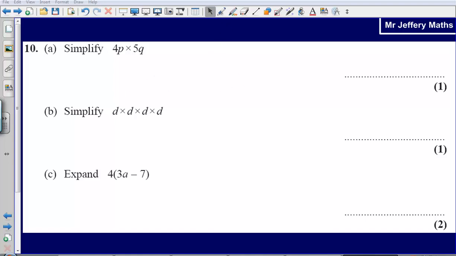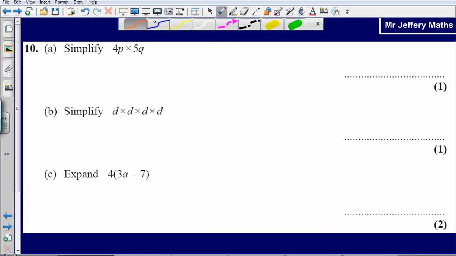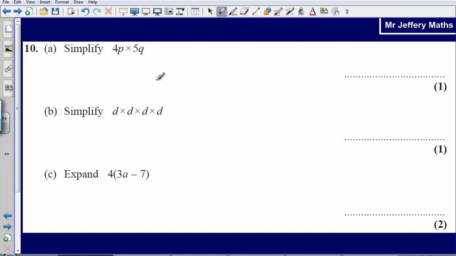This is question 10 from the 2008 non-calculator paper. Quite a lot of marks for this one. Here we're asked to simplify 4p multiplied by 5q. That's going to give us 20pq.